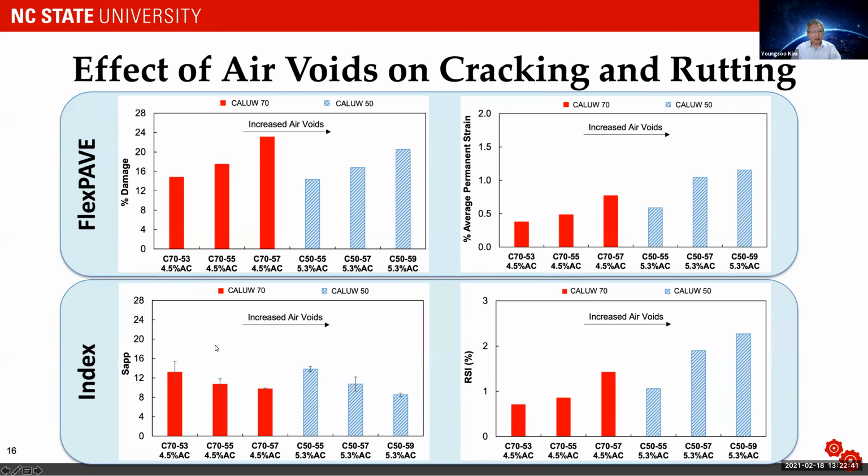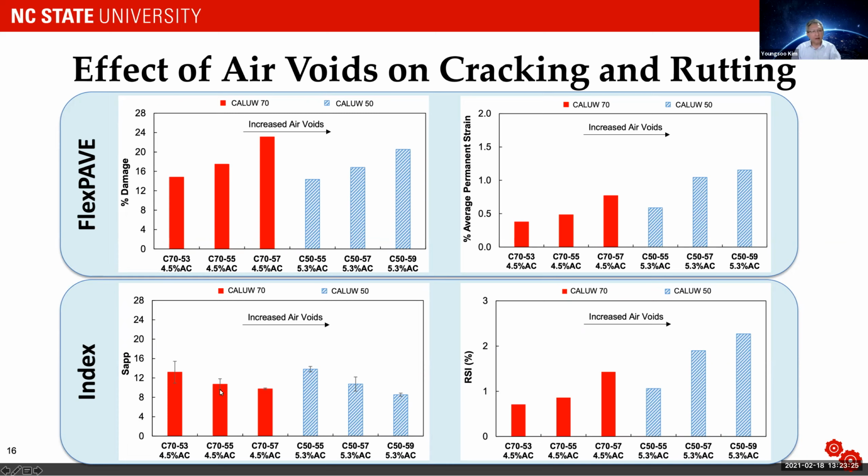On the left-hand side, these are all index parameters. Left-hand side is for cracking. Right-hand side is for rutting. And these CAL 70 and CAL 50 are coming from the Bailey method, representing 2 different gradations. In this case, these are both fine gradations. And as you go from this to the right, air voids increase. Okay, so same asphalt content, same gradation, but as air void content of the test specimens changes, and as air void goes up, damage goes up in both gradations, C50 and C70.